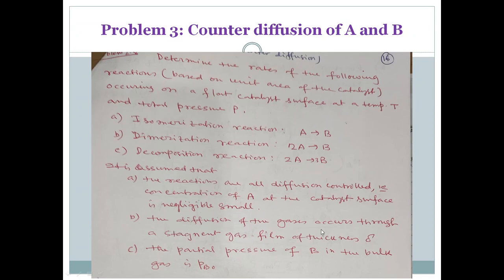The diffusion of gases occurs through a stagnant film of thickness delta. The partial pressure of B in the bulk is PB0. Okay, so PB0 is your partial pressure in the bulk. This statement is given. Now you have to calculate the fluxes, that is, the rate per unit area, in kilomole per second per meter square. So how will you calculate this one?